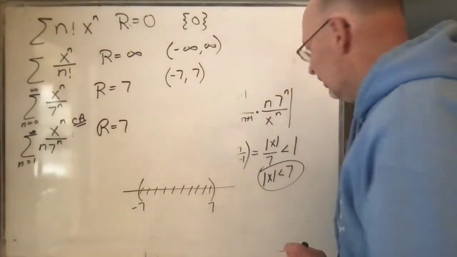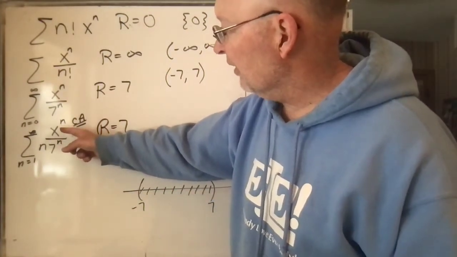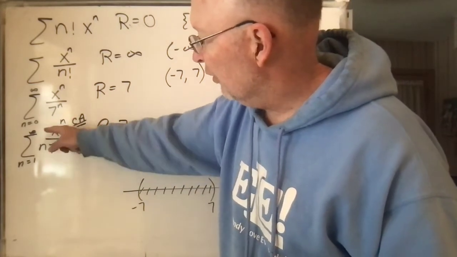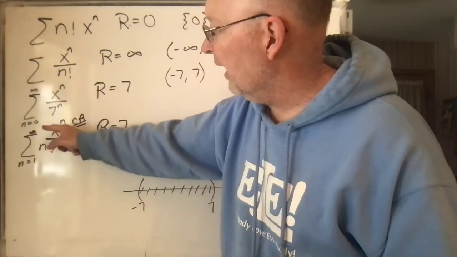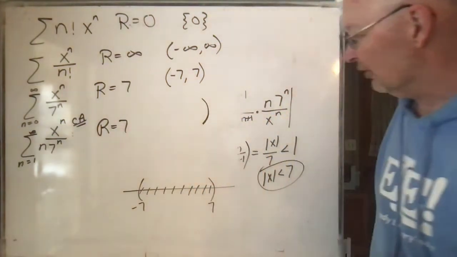Okay? Can you just follow me if I do it with my finger? If x is equal to 7, you're going to get 7 to the n over 7 to the n, which is 1. So this is just going to be the series 1 over n. That's your harmonic series. You know that the harmonic series does not converge.